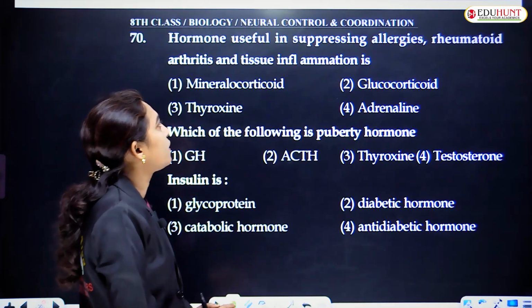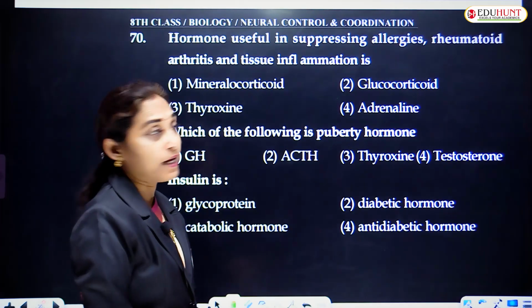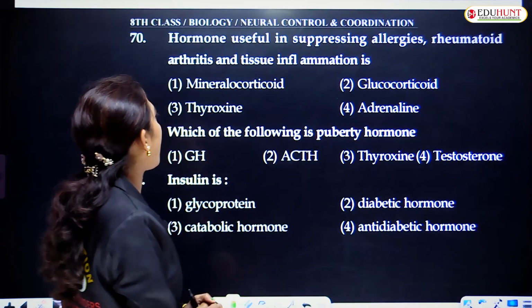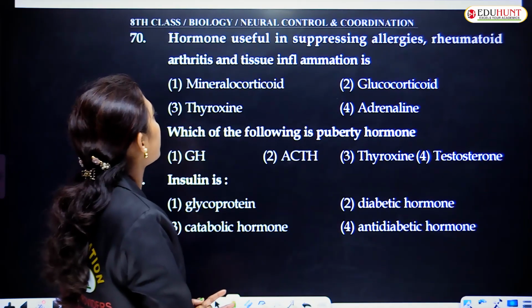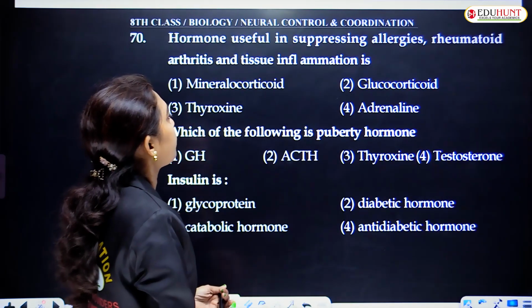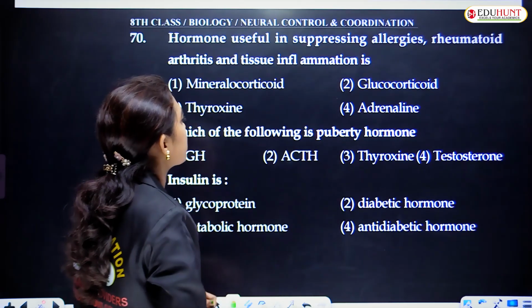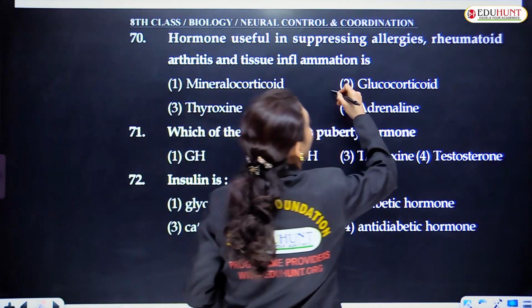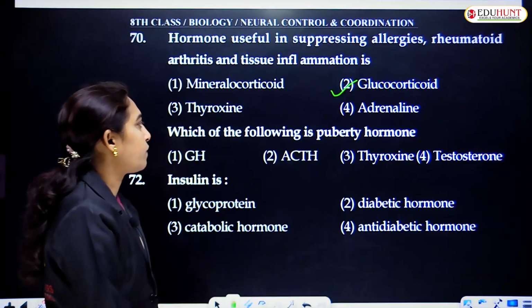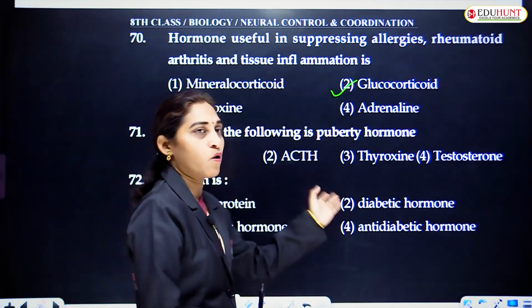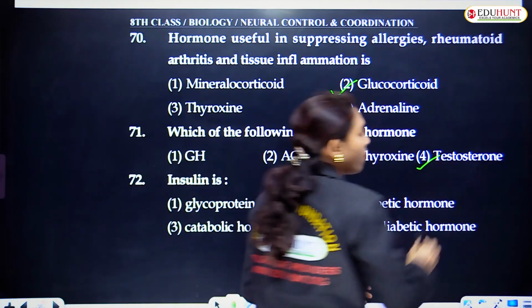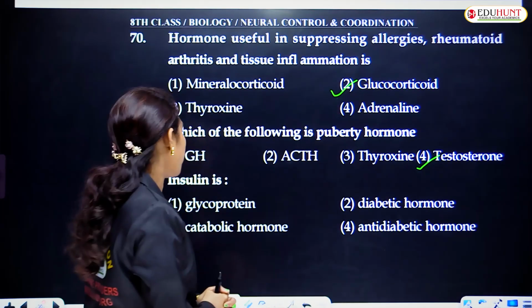Hormones useful in suppressing allergies, rheumatoid arthritis and tissue inflammation, this is caused by the glucocorticoids. Which of the following is puberty hormone? Puberty hormone among these is testosterone, which is a sex hormone.